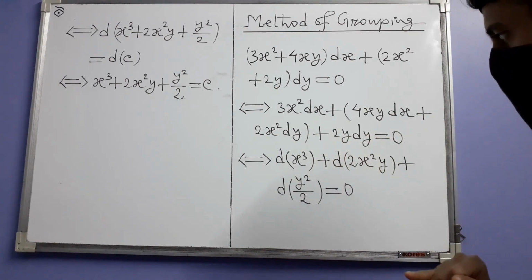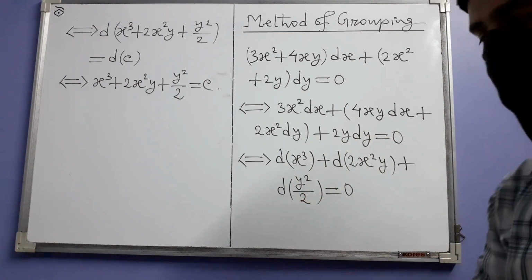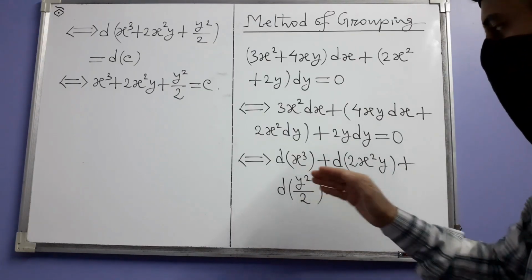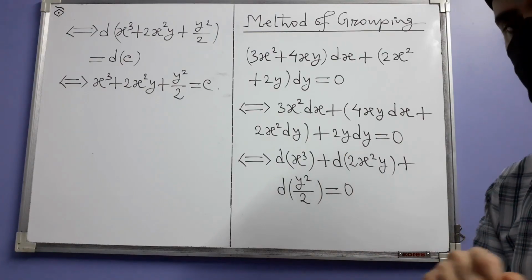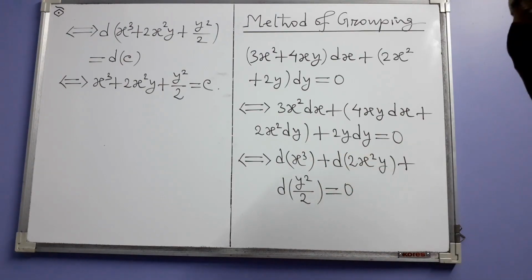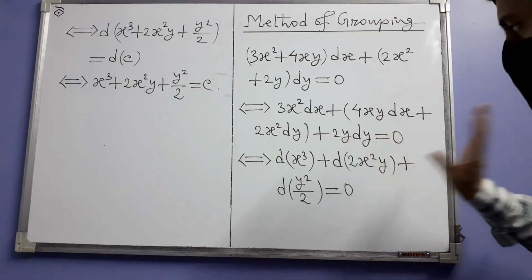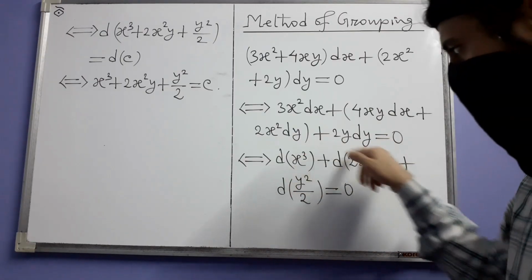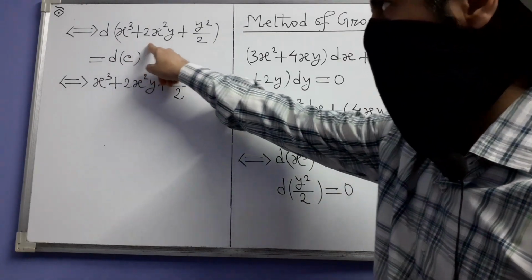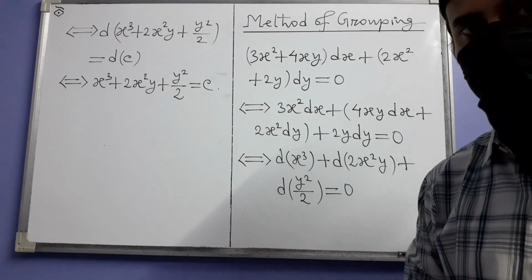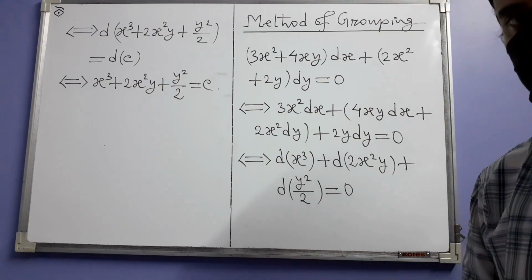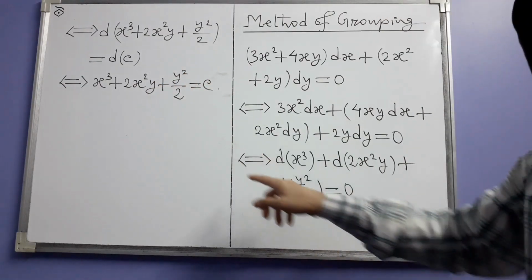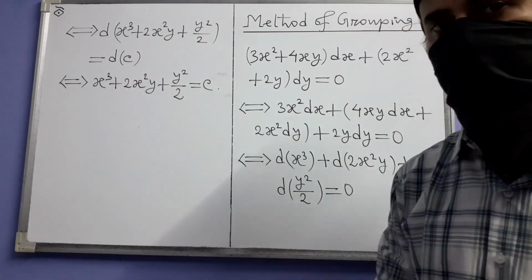And what is 2y dy? It's the differential of y square divided by 2, because differentiating y square will give you 2y. 2y divided by 2 is y times dy. So that's how you get this, which is equal to 0. And then this itself equals the differential of the sum of these functions by the properties of differential.